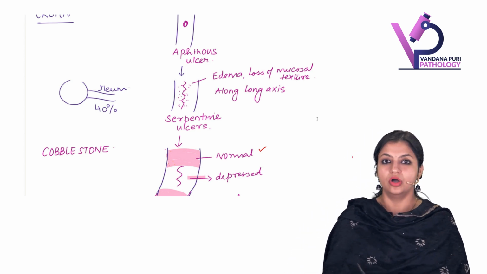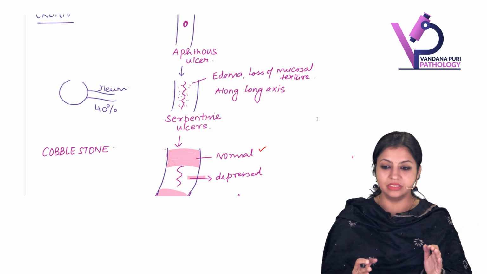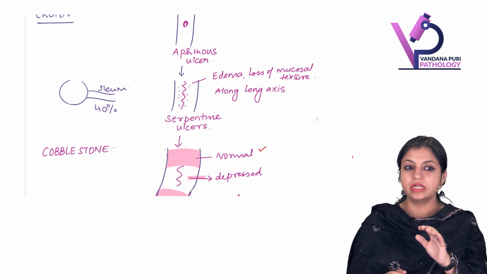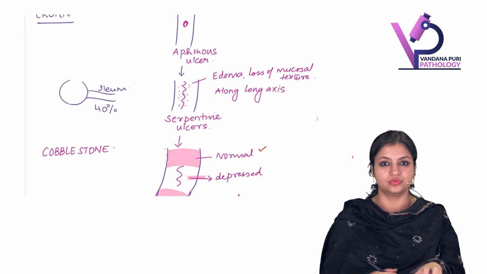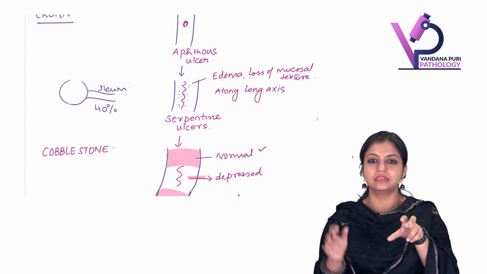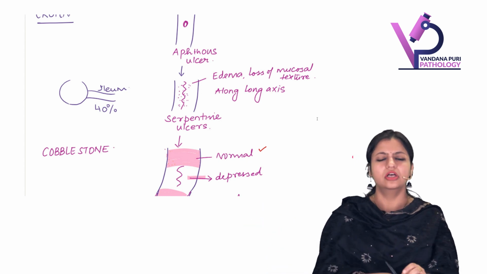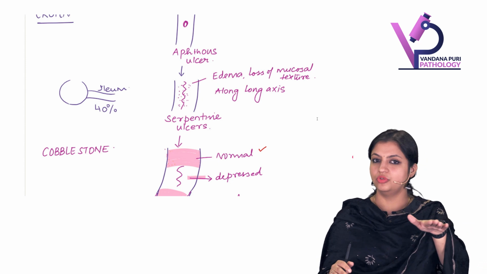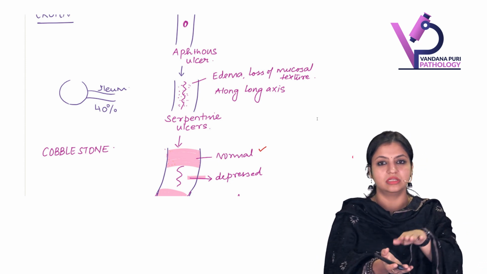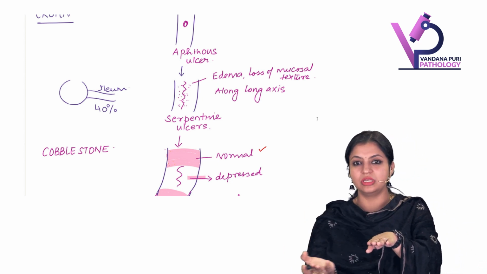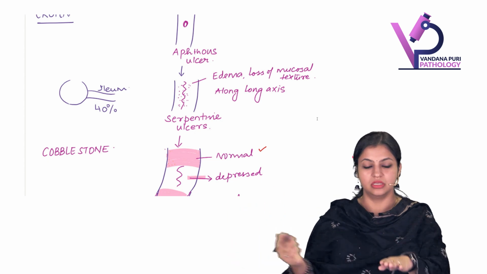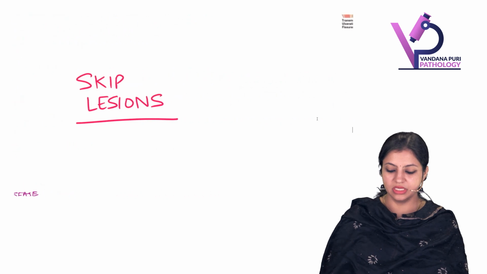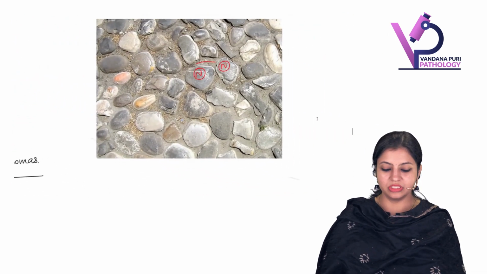Now also remember that when these ulcers occur, there is a serpentine ulcer, but it occurs in a skip manner. So there are ulcers, normal, ulcers, normal, ulcers, normal. There's a very characteristic change that happens. You can see the normal mucosa, and then there'll be an ulcer. Then normal mucosa, then an ulcer. This gives a very classical appearance. What is this appearance called? This is called cobblestone appearance.